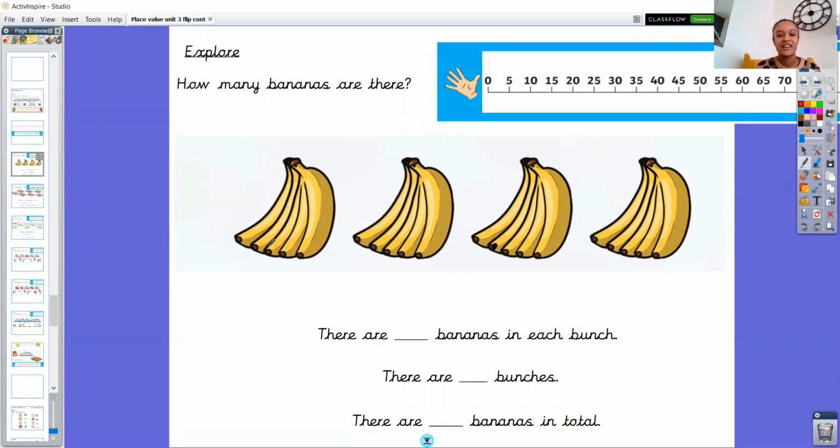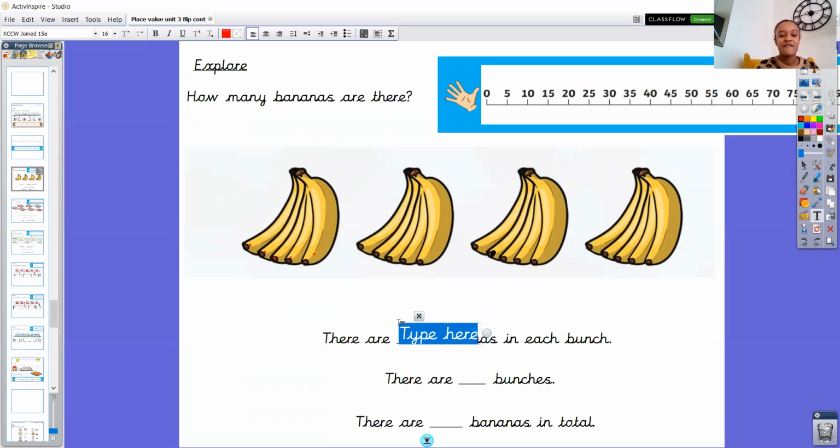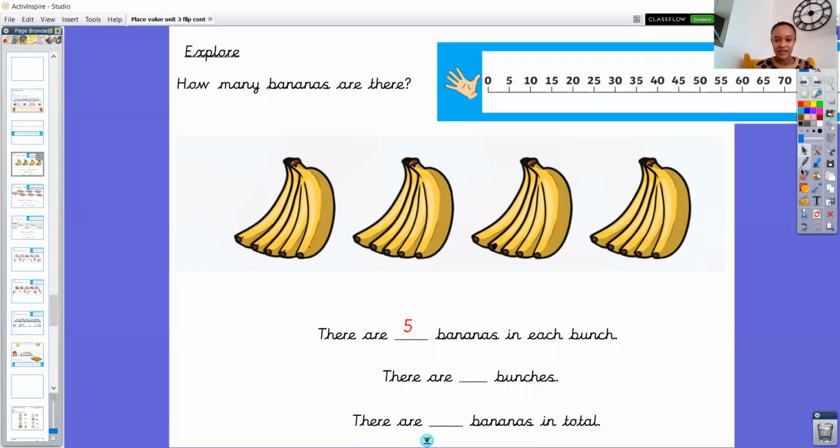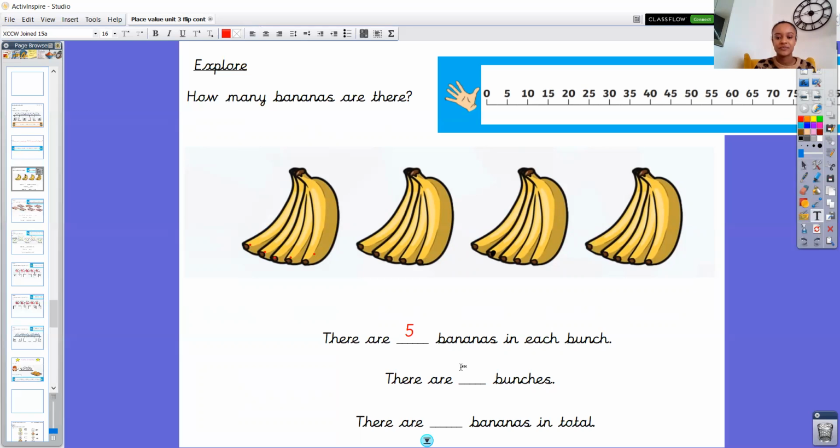Right, should we count together? 1, 2, 3, 4, 5. We're counting in fives today, so the bananas are in bunches of 5. So our first sentence is, there are 5 bananas in each bunch. Okay, next one, there are blank bunches. So now we need to count how many bunches of bananas. So not how many bananas there are in total yet, how many bunches there are. Okay, are you ready to count those with me? 1, 2, 3, 4. Okay, so there are 4 bunches.